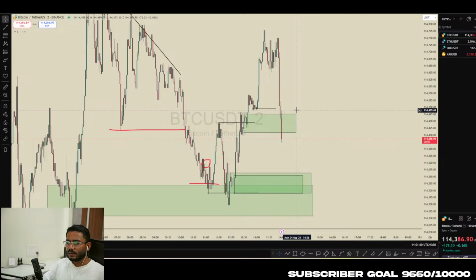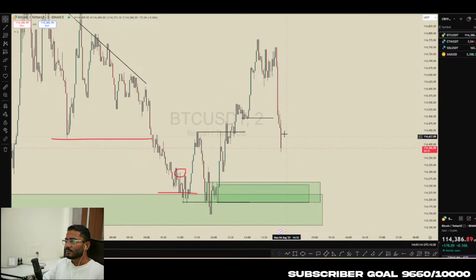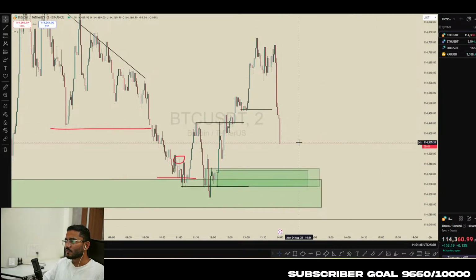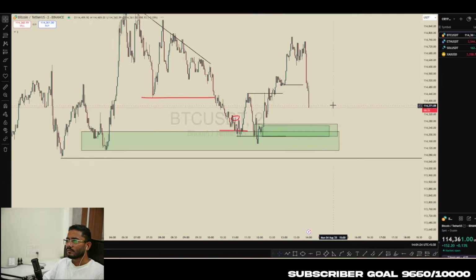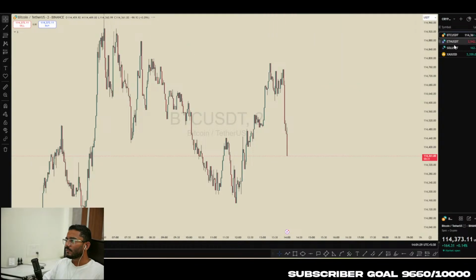So this zone has failed. We want price to come to our block very slowly. Then only our zone works. Right here, we don't want price to fall. If this falls, then it's like catching a falling knife. Same thing on Ethereum.